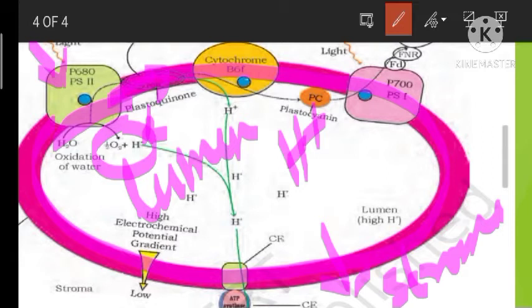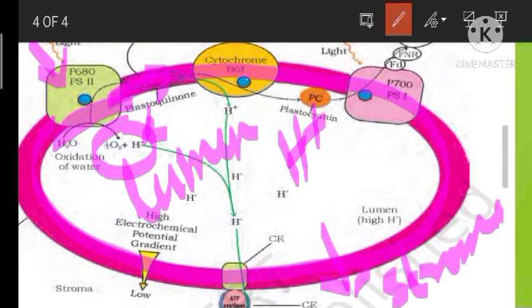When photosystem 2 is absorbing the light photons, the enzyme complex which is responsible for splitting the water, present on the inner side of the thylakoid membrane in photosystem 2, will split the water molecule into hydrogen ions, electrons and oxygen atom. This oxygen atom will form oxygen gas and come out of the thylakoid membrane, and it will be released as a byproduct of photosynthesis.